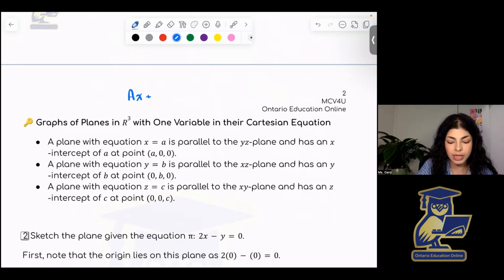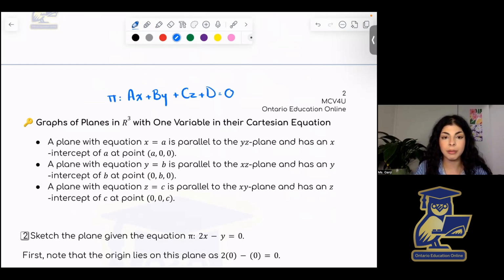The Cartesian equation is ax plus by plus cz plus d is equal to 0. This is the Cartesian equation of a plane. So that's why usually x will correspond to lowercase a, y will correspond to lowercase b, and z will correspond to lowercase c.